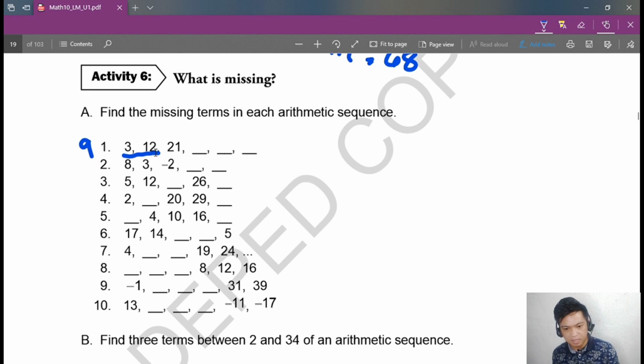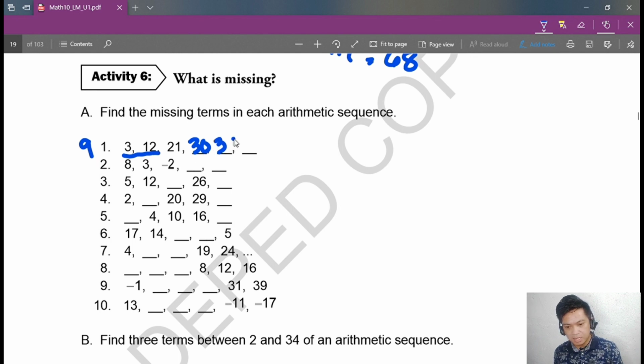Lagyan natin. So, ang gagawin natin dito, we are going to add successively, kasi maraming blanco dito. So, we will add successively na lang. So, 21 plus 9 is 30.